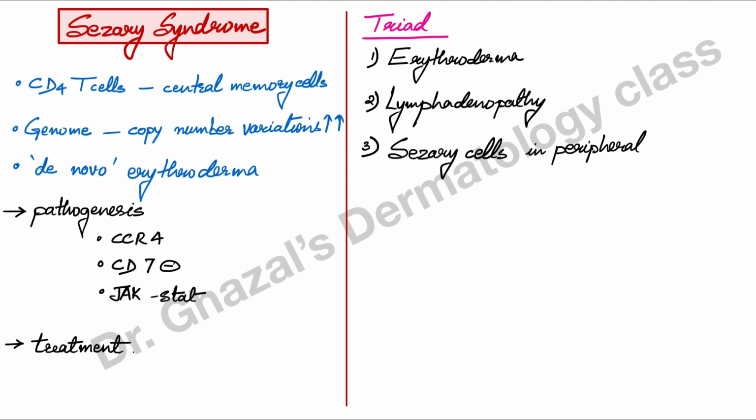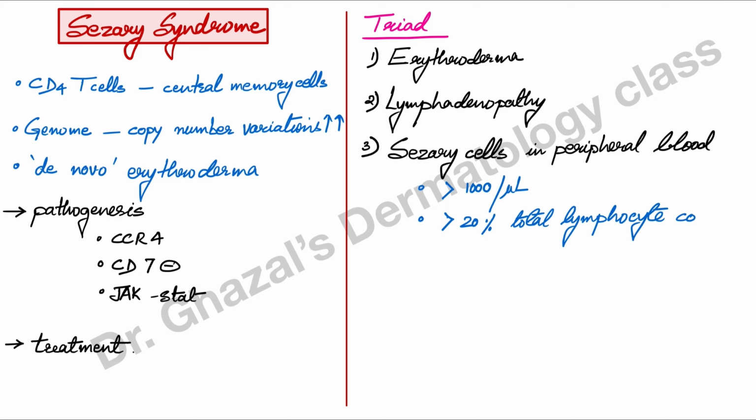So how many Sezary cells should be present to satisfy this criterion? Either the absolute count should be more than 1000 per microliter, or it should be more than 20% of the total lymphocytes in the peripheral blood, or it should be more than or equal to 5% of total lymphocytes in the buffy coat of the blood.